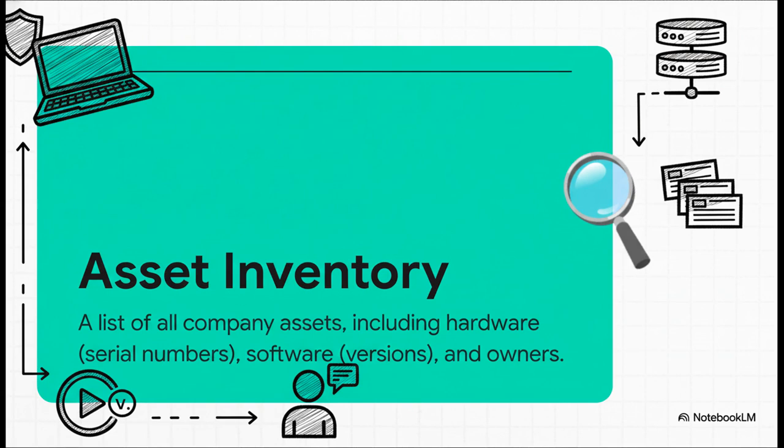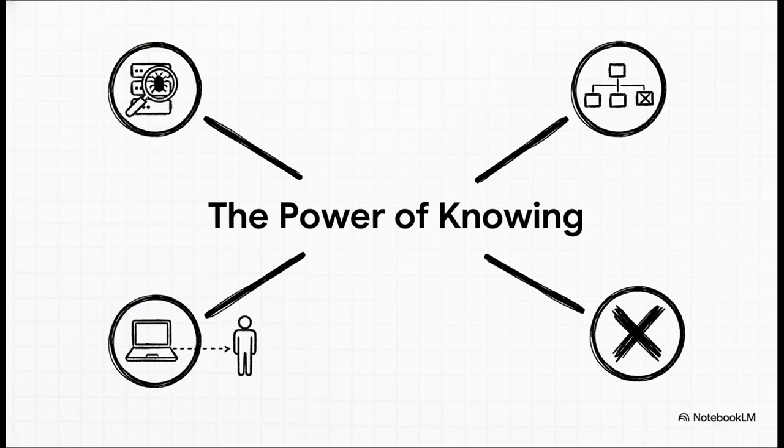At its heart, an asset inventory is really just this, a super comprehensive list. It tracks every single piece of hardware, from laptops to servers, complete with their serial numbers. It details all the software running on those machines, right down to the specific version number. And, crucially, it assigns an owner to each asset. That's how you create accountability. And the power this gives you is just immense.